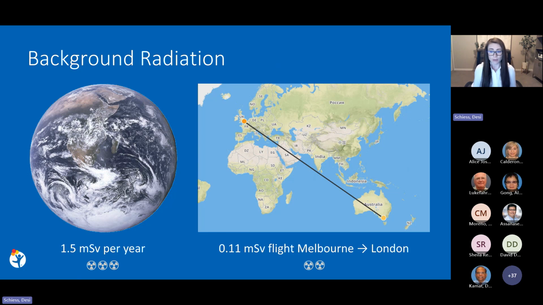One of the longest flights in modern aviation is from Melbourne, Australia to London at nearly 23 hours, and the radiation dose from this flight equates to almost a month of living on Earth at sea level.